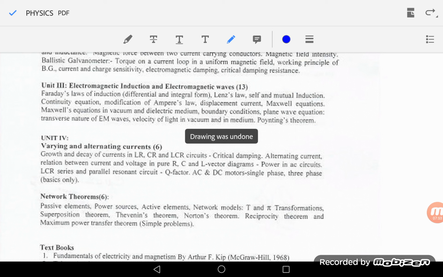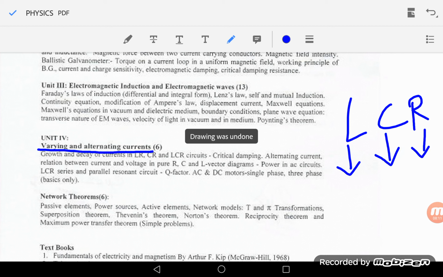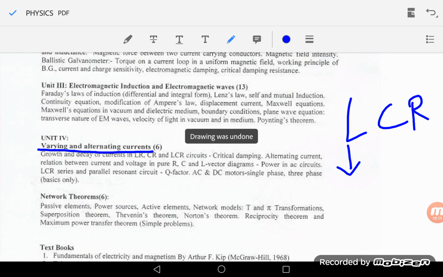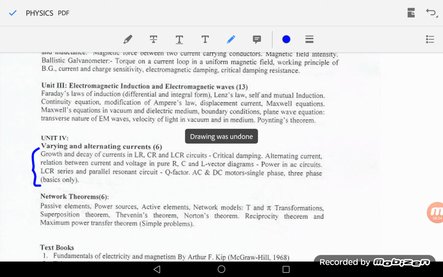Okay, now moving to unit 4, it is about varying and alternating currents. In this unit we mainly focus on LCR. That is L inductor, capacitor and resistor. So we find LC combinations, CR combinations, LR combinations, LCR combinations. Okay, combinedly we make a circuit and study how the growth of the current happens in that circuit, and what the decay of the current is, the growth and decay of the current in the circuits. So half of this part is related only to circuits.